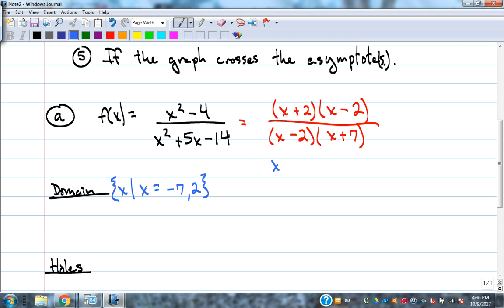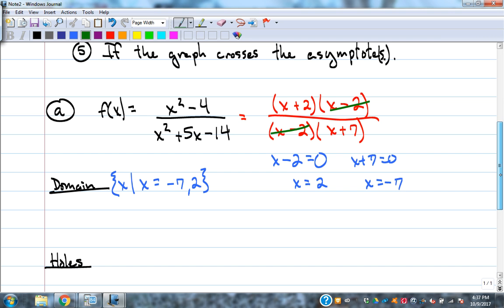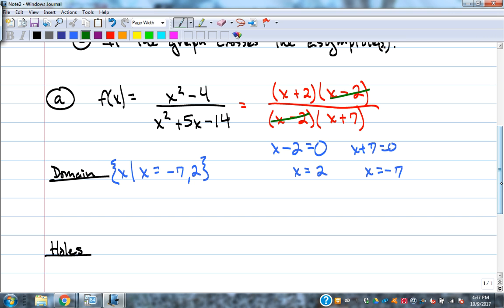So the domain is coming from setting x minus 2 equal to 0 and x plus 7 equal to 0. So this is where x equals 2 and this is where x equals negative 7. That's where those are coming from. Now the numerator, there may be some plus and minus that comes involved there, but the denominator is the only place we're getting the domain from. Okay. All right. And then we simplify. What part simplifies? x minus 2.